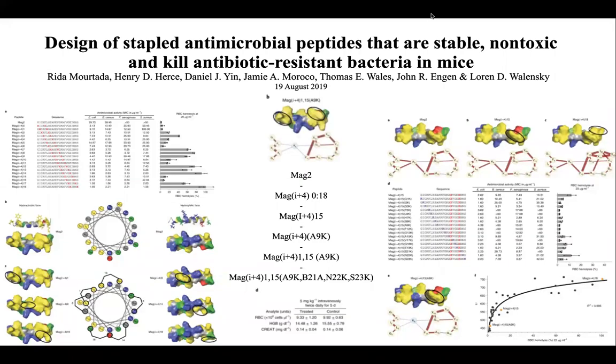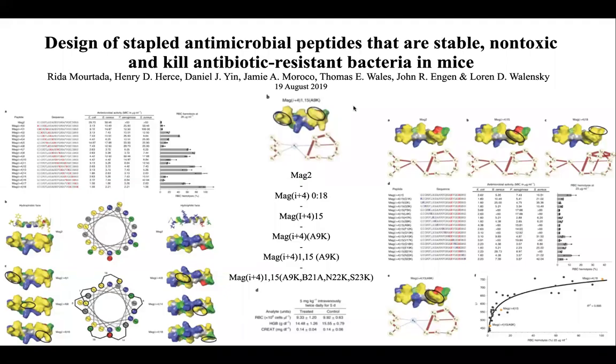Hi, today I'm going to be discussing the paper Design of Stapled Antimicrobial Peptides that are Stable, Non-Toxic, and Kill Antibiotic-Resistant Bacteria in Mice. The goal of this paper was to create a peptide that can act in place of an antibiotic to combat the increased threat of antibiotic resistance.